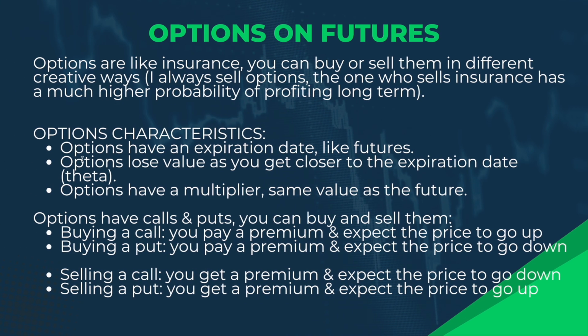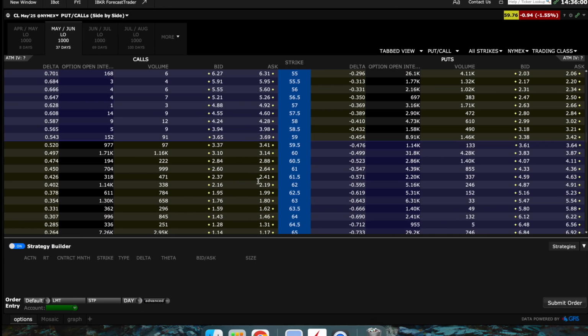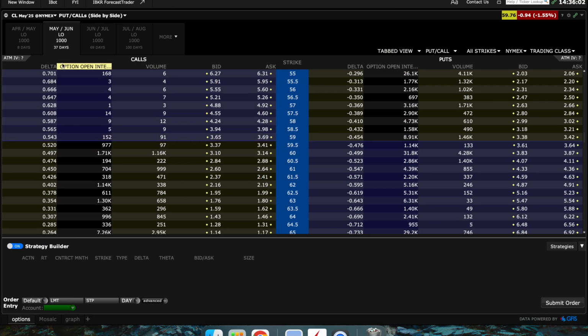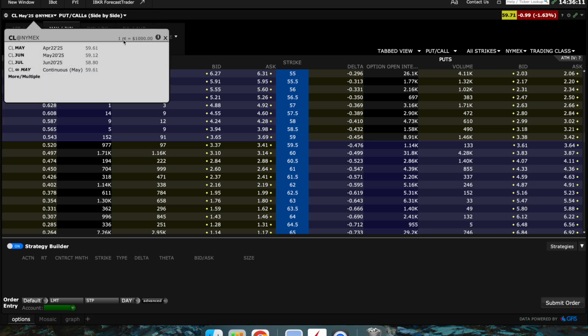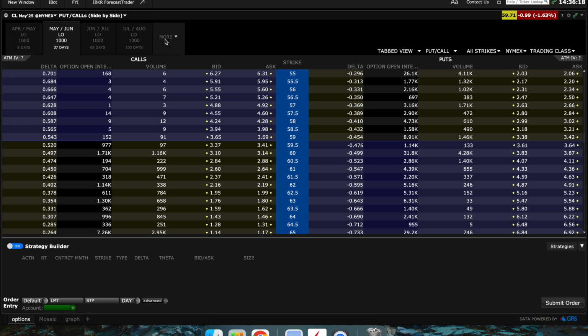Now, options lose value as you get closer to expiration. We talked about this. There's nothing to show on the broker, but options also have a multiplier, same value as the future. So if you remember, the value for crude oil was 1,000. So if you go ahead and click crude oil futures, you can see 1 point equals $1,000, and this is exactly the same.